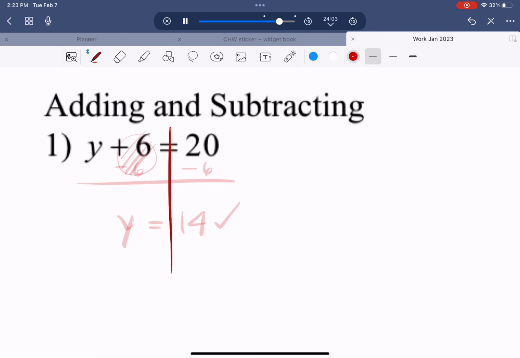Okay, the y is on the left. It's not by itself, so you need to get it by itself. So that means move the 6. Because it's adding 6, the opposite is to subtract 6. You do that to both sides. These two cancel, the y is left over, and then 20 minus 6 is 14. And that's your answer. Okay, so I will also be leaving these examples on ALEKS.